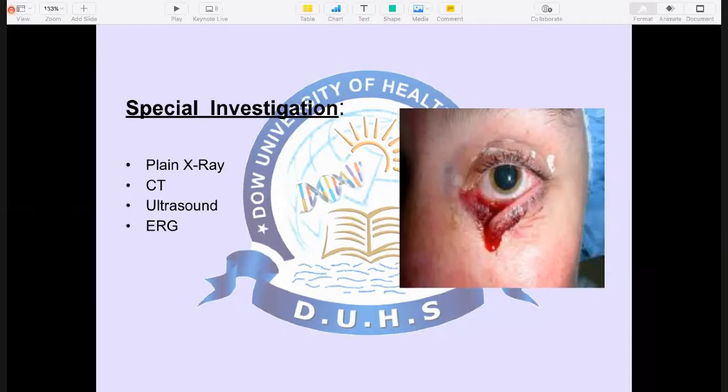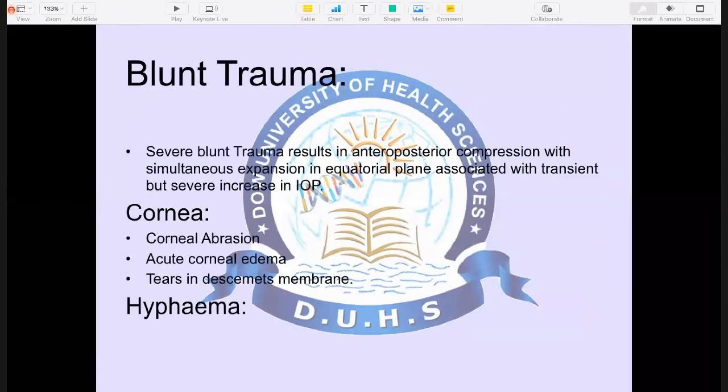And although there appears to be a small subconjunctival hemorrhage inferiorly, the remaining eye, such as the cornea and the pupil, appear normal. The pupil is dilated, but that might be iatrogenic, right? Because you always dilate the patient to look at the fundus. Now, a blunt trauma injury can affect your lids. It can lead to bruising and ecchymosis. It can lead to corneal abrasion. It can lead to corneal edema. There might be tears in the Descemet's membrane.